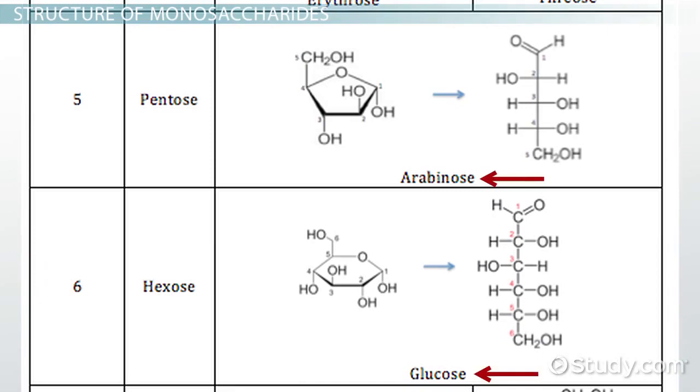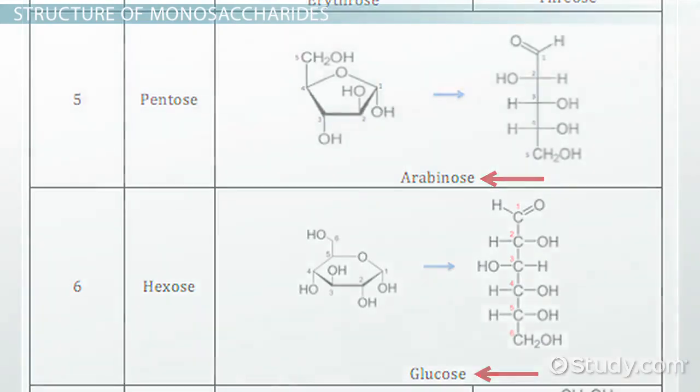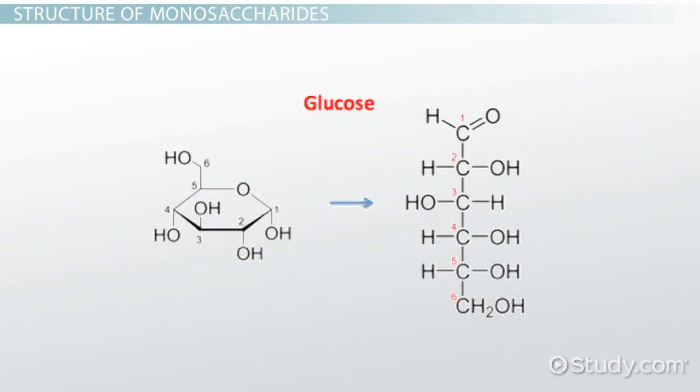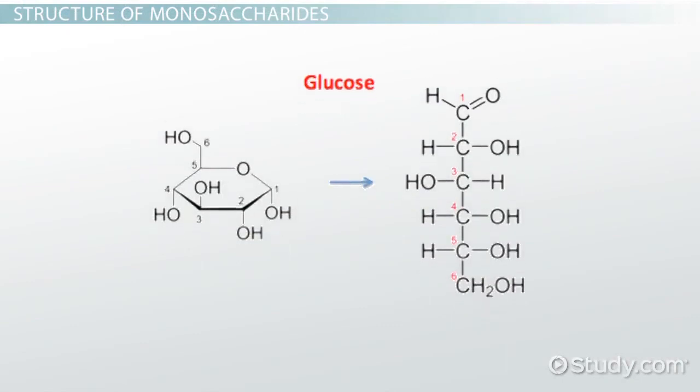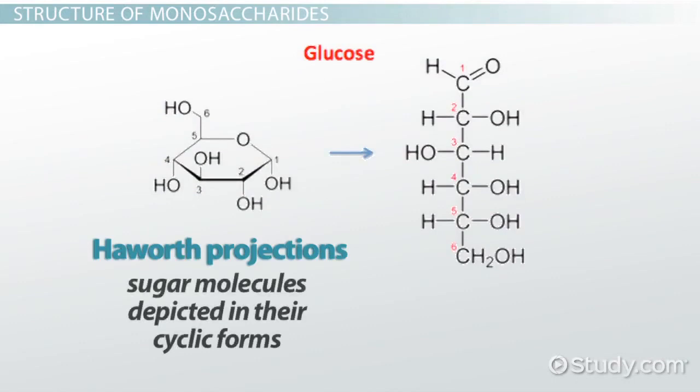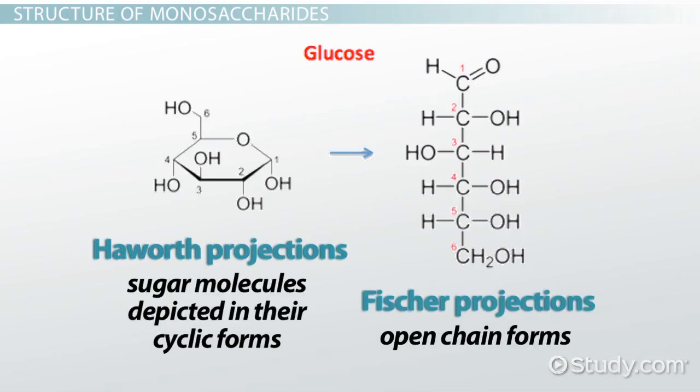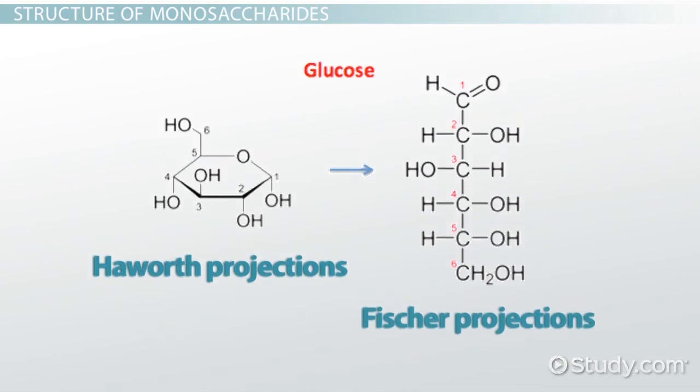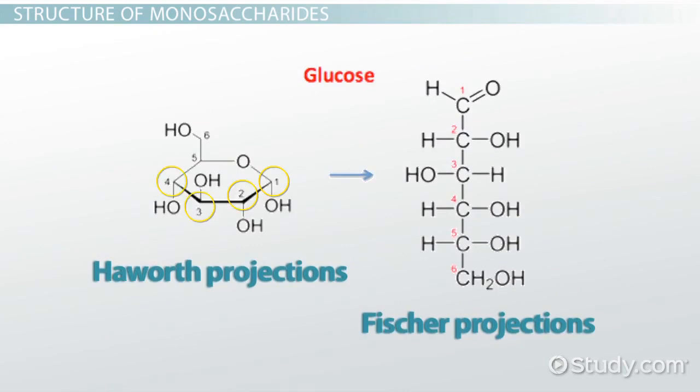You may notice that for arabinose and glucose, their structures open up from a polygon-like structure to a chain. This is because biochemists usually use 2 types of drawings called Fischer projections and Haworth projections to draw sugar molecules. The Haworth projections are sugar molecules depicted in their cyclic forms, and Fischer projections are open chain forms, as shown in the following image. The carbon atoms are numbered in the Haworth and Fischer projections so that each edge in the Haworth projection is 1 carbon atom. Carbon 1 in the Haworth projection is also carbon 1 in the Fischer projection, and so forth.